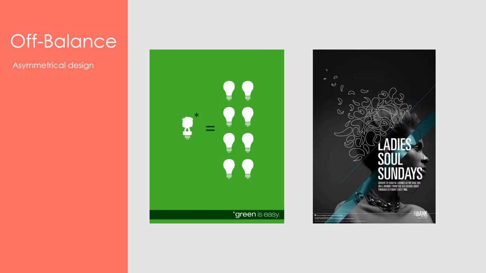So here are a couple off-balanced or asymmetrical designs. Sort of like the inverse of the donut poster are these light bulbs, right? There is a bunch of light bulbs on the right, but only one little light bulb on the left. The thing that helps make this composition feel off balance versus the donuts that were balanced is the text. Easy as green is also on the right hand side of this composition, creating much more visual weight on the right hand side than on the left.